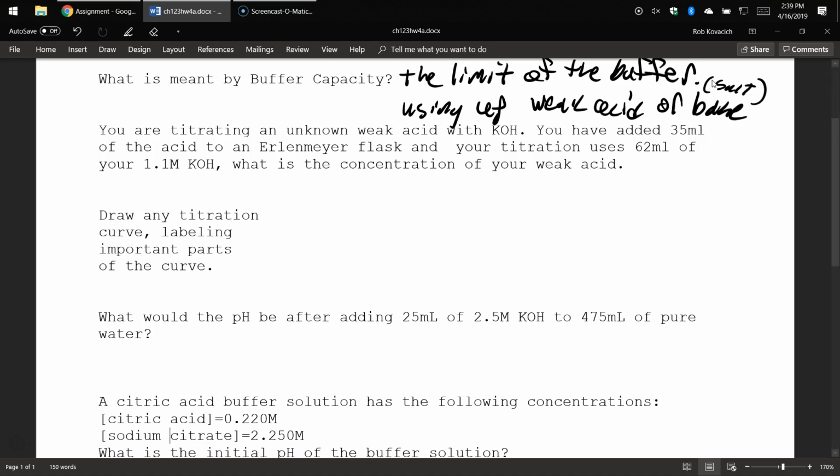Okay, so you're titrating an unknown weak acid with potassium hydroxide. You've got 35 milliliters of acid in your Erlenmeyer flask. Titrate with 62 milliliters of 1.1 molar KOH. What's the concentration of your weak acid? So another one, just Ma Va equals Mb Vb.